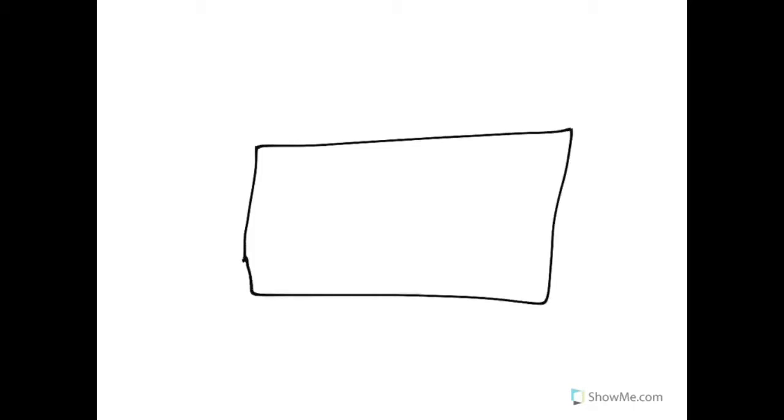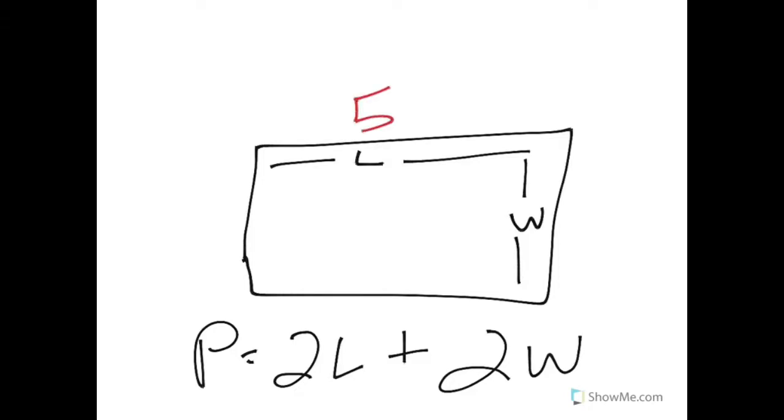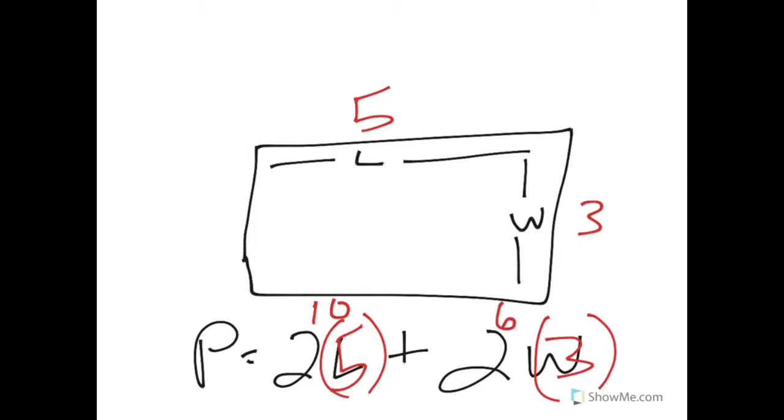One other quick aside, you may have seen this before, you may not have. If you have a rectangle, there is a formula for that. Perimeter equals 2L plus 2W. L would be the length, W would be the width. So let's say that this length was 5 and the width was 3. Well, I can substitute 5 and 3. 2 times 5 is 10, plus 2 times 3, which is 6. 10 plus 6 is 16, so the perimeter equals 16.